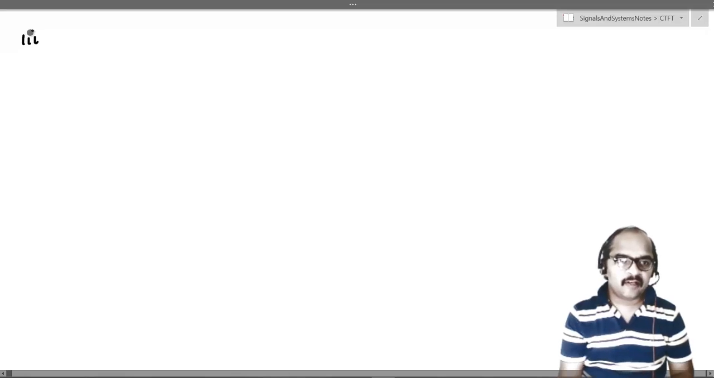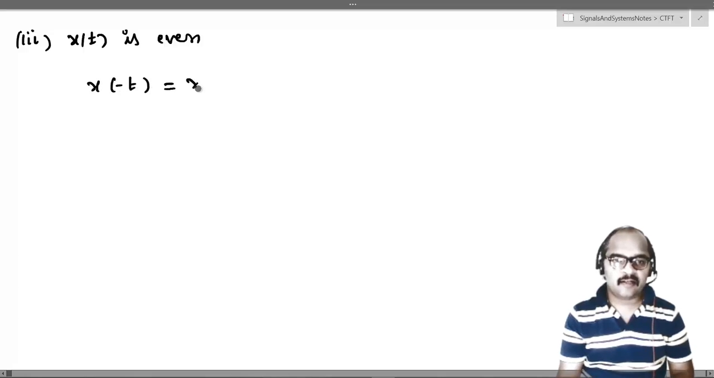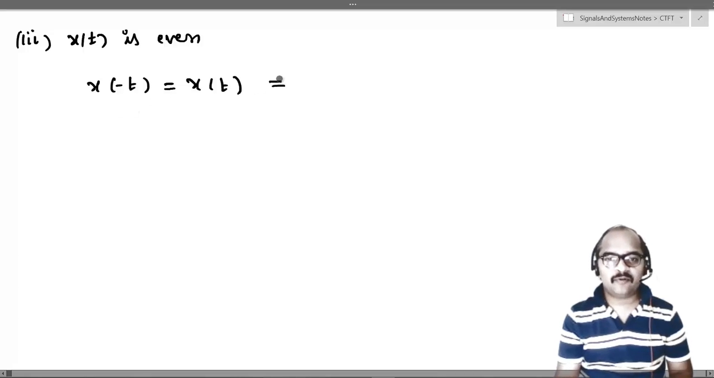which says x of t is even. So x of t is even. What does it mean? It means that x of minus t is same as x of t. Now this we already know. Now if you go into frequency domain, which property we have to use here? Time reversal property. So we get x of minus j omega, correct? Fourier transform of x of minus t is x of minus j omega, and that should be equal to x of j omega.